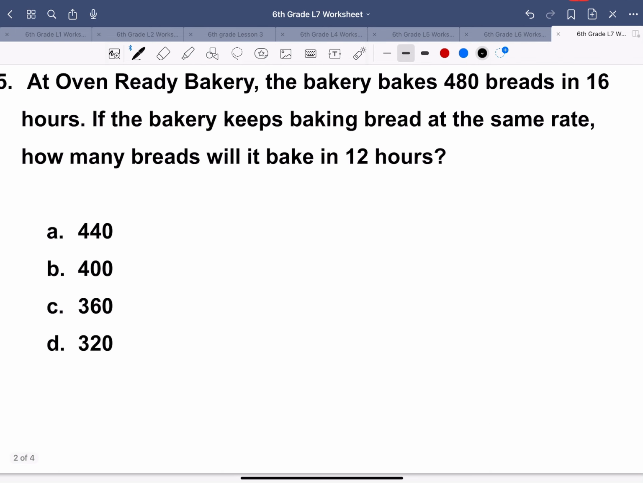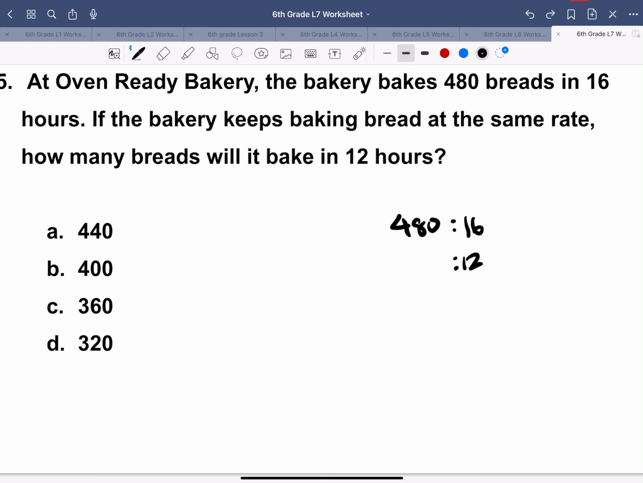Now, number 5. At Oven Ready Bakery, the bakery bakes 480 breads in 16 hours. If the bakery keeps baking bread at the same rate, how many breads will it bake in 12 hours? So, to start this problem, we have our rate here, which is 480 breads in 16 hours. So we'll put our 12 right here because this is the hour section.